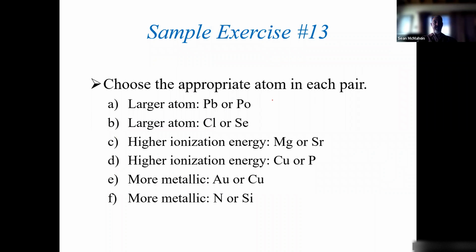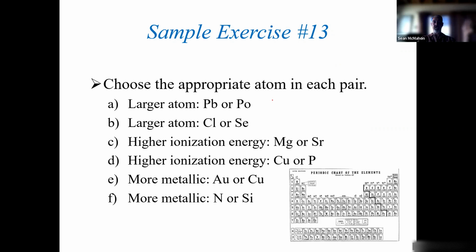So now, as your last exercises, I'll just throw all of these different periodic trends at you, and using the periodic table, choose which one for each trend. So which one's a larger atom? Lead or polonium? So which one's larger? Lead. Which one's larger? Chlorine or selenium? Well, selenium, it's a whole period below. It's a whole shell further away.